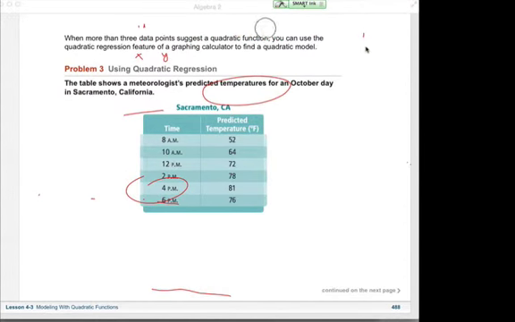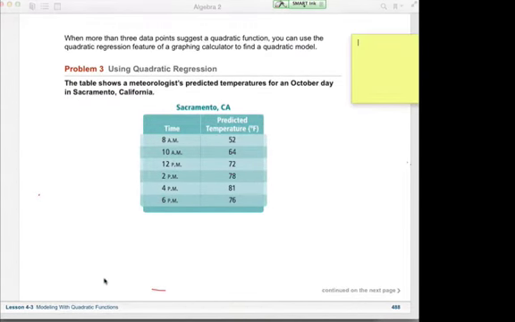Now we're going to look at some data and hopefully use your graphing calculators to help you construct the equation of a quadratic that goes through some data that behaves quadratically.